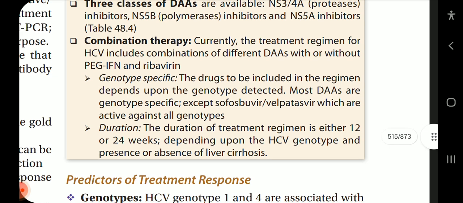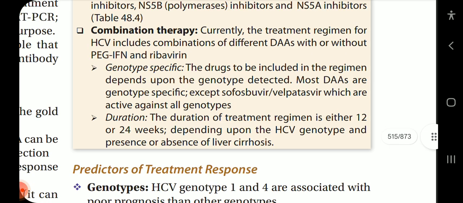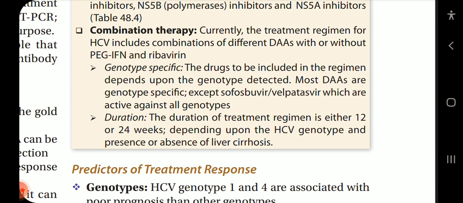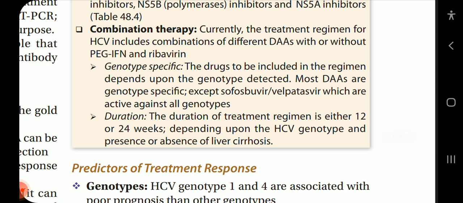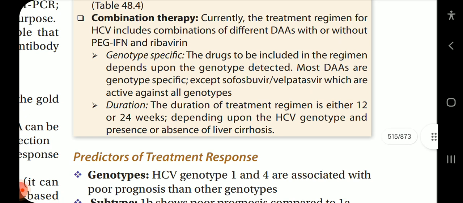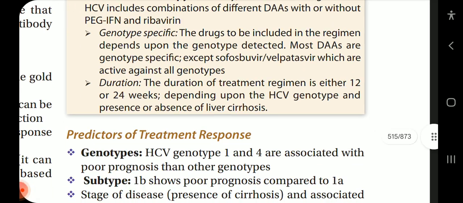Combination therapy. Currently, the treatment regime for HCV includes combinations of different DAAs with or without PEG-IFN and ribavirin. Genotype specific: the drugs to be included in the regime depend on the genotype detected. Most DAAs are genotype specific except sofosbuvir and velpatasvir, which are active against all genotypes.